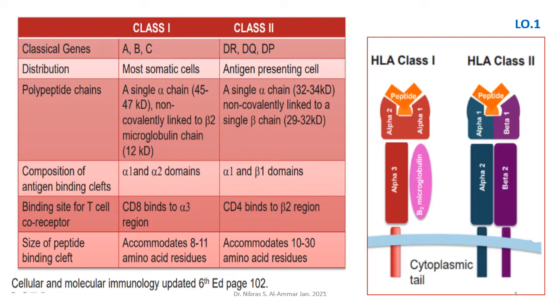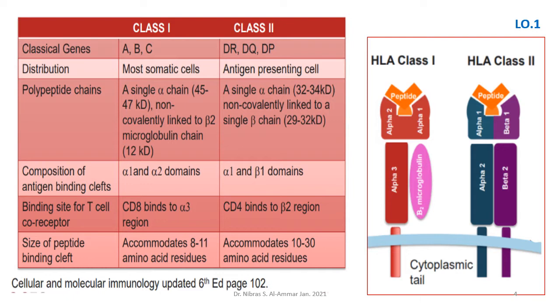The peptide chain for class 1 is a single alpha chain varying from 45 to 47 kd, non-covalently linked to beta 2 microglobulin chain, 12 kd. While in class 2, a single alpha chain, 32 to 34 kd, non-covalently linked to a single beta chain, 29 to 32 kd. Now, the composition of antigen binding cleft in class 1 is alpha 1 and alpha 2 domains, while in class 2, as you see in the diagram, alpha 1 and beta 1 domains.